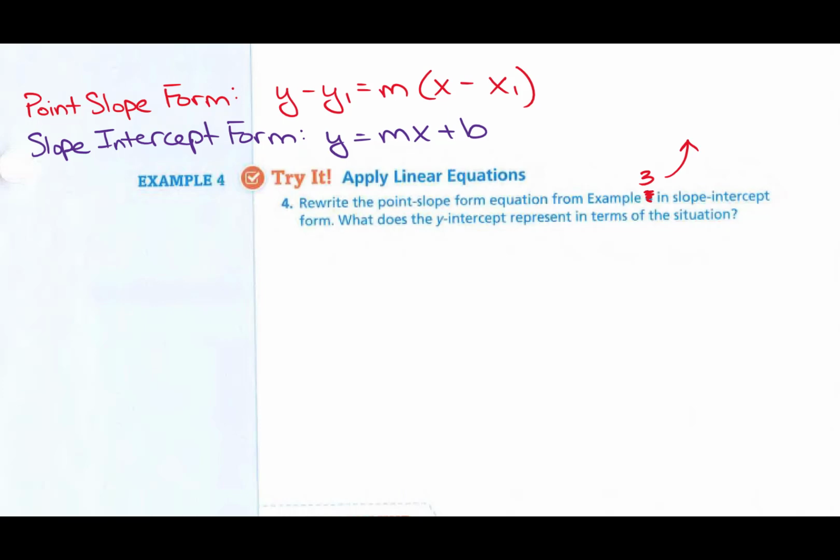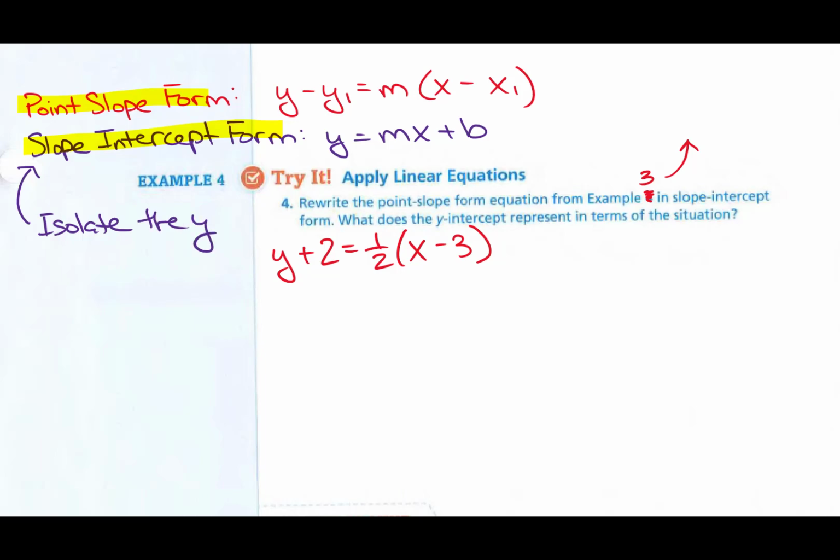So the equation up above was y plus 2 was equal to 1/2 times (x minus 3). So as you can see up above, we're starting with an equation in point slope form. We have those parentheses. And we want to rewrite this in slope-intercept form. Whenever you want to rewrite something in slope-intercept form, you need to isolate the y. So we want to isolate the y. So to get y by itself, the first thing I'm going to do is subtract 2 from both sides. And I get my y by itself.